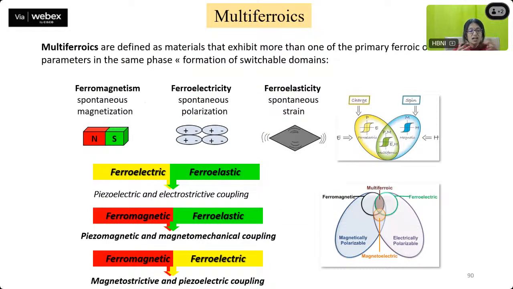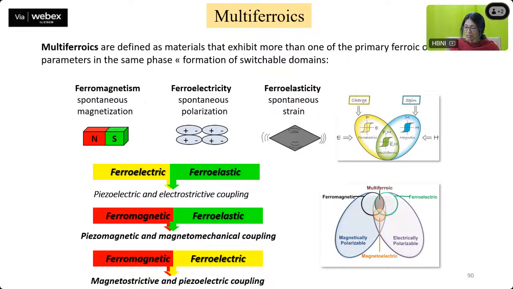The effects which you see are piezoelectric and electrostrictive coupling. If you have ferromagnetic with ferroelastic in the material, then it is piezomagnetic and you find a magnetomechanical coupling. And if you have a ferromagnetic with a ferroelectric, then it is magnetostrictive and a piezoelectric coupling.